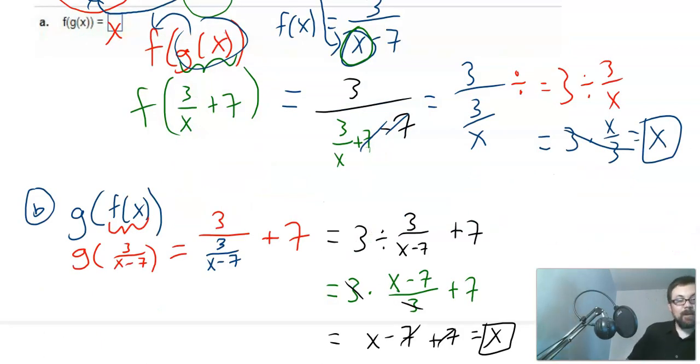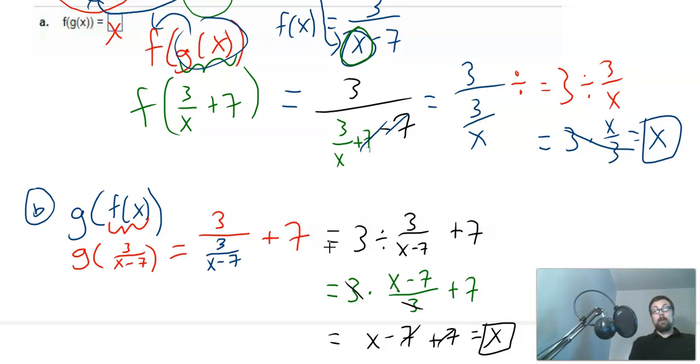Okay. So the result you should have ultimately gotten was x. So you get x for both part A and part B on this particular problem. But the work getting there is not so simple. At least I don't think it's simple.